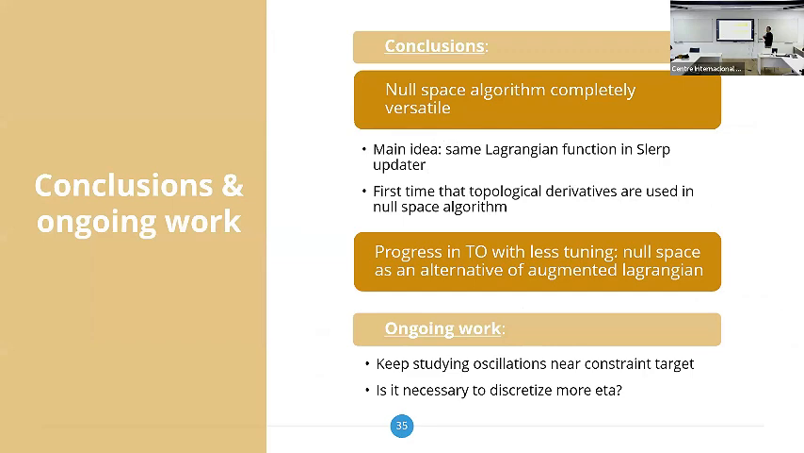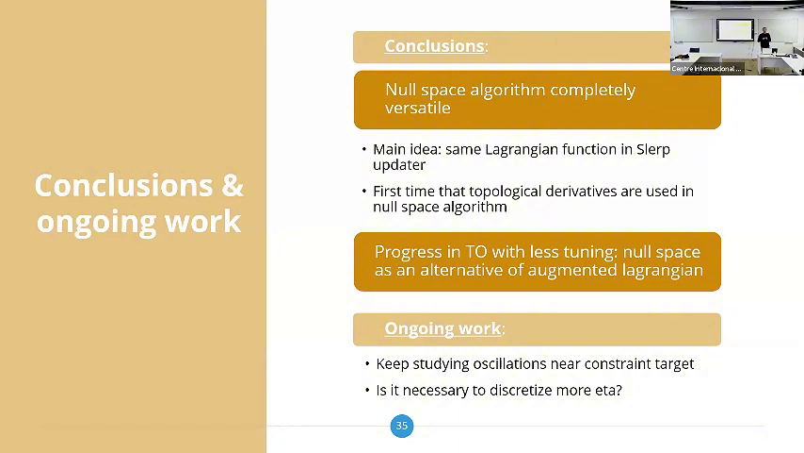The main idea is to use the same Lagrangian function expansion for the Slerp updated formula. And this is the first time that topological derivatives are used in this Null Space algorithm. We have shown some progress in topology optimization with less tuning, and we are advancing towards this idea of replacing the Augmented Lagrangian by another optimizer, which has fewer tuning parameters.